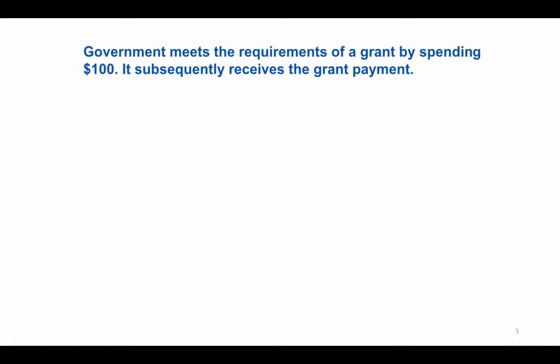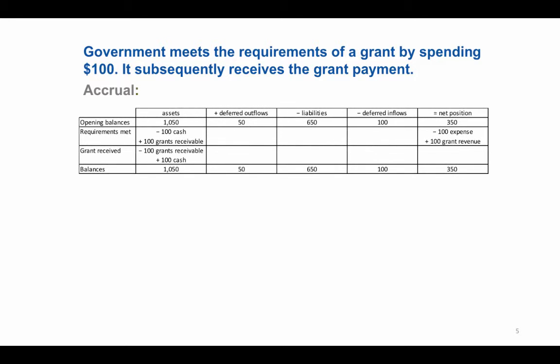This is how the vast majority of governmental grants work. A government spends on a particular program, and now it has met the eligibility requirements to receive a grant payment. In this case, it spent $100 on this program. On an accrual basis, it has $100 less in cash, and a $100 expense related to whatever it's spent on. Let's just say it's education, so it has a $100 education expense. So at that point, it's now eligible to receive the grant.